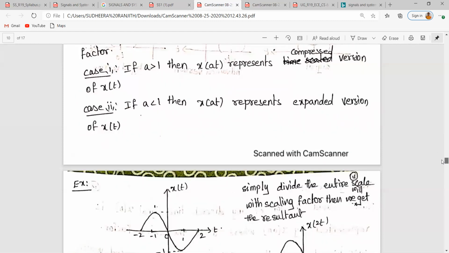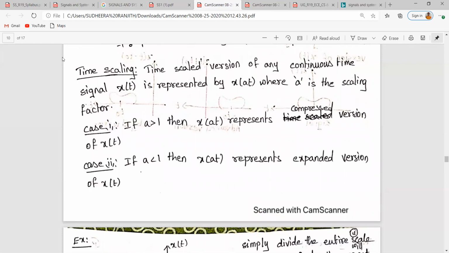Time scaling. Shifting means shifting the position of the signal with respect to the origin, and time scaling means expanding or compressing the signal with respect to the time axis. For any continuous time signal x of t, its time scaled version is represented as x of at, where a is the time scaling factor. Capital A is the amplitude scaling factor and small a is the time scaling factor.